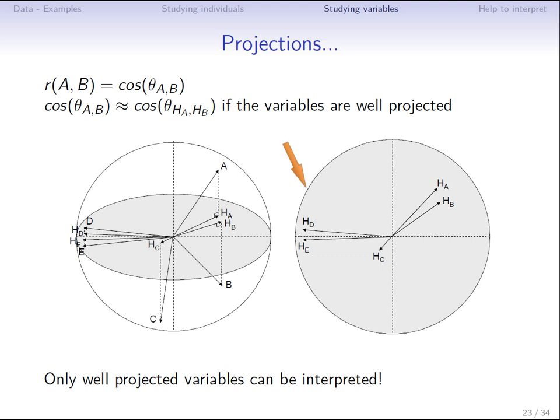Indeed, we have a hypersphere of radius 1 cut by a plane, and therefore the hypersphere is projected into a circle of radius 1. If an arrow is close to the edge of the circle, the variable is well represented, and I can see the angle between the variables in the global space. On the contrary, it is impossible, just with the projection, to have an idea of the correlation coefficient between two poorly represented variables, such as variables A and B. So we can only interpret the variables that are well represented.